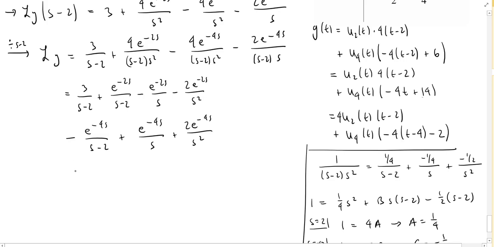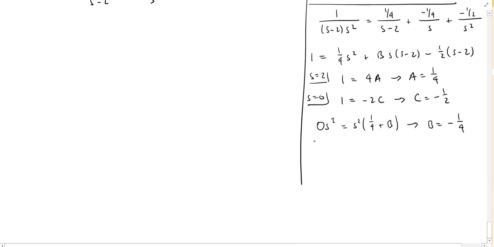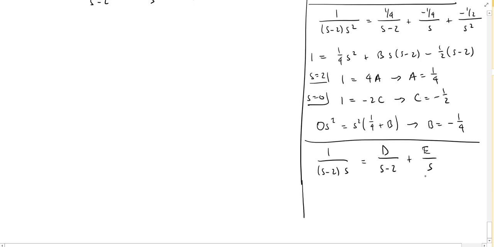Okay, now there's going to be more. We're not quite done because we have to break up this last piece, but that has a different partial fraction decomposition. So we want to know the partial fraction decomposition when the denominator is now s minus 2 over s. So let's head back down. So we have 1 over s minus 2 times s. And I'll use some different letters now. We'll use d over s minus 2 and e over s.